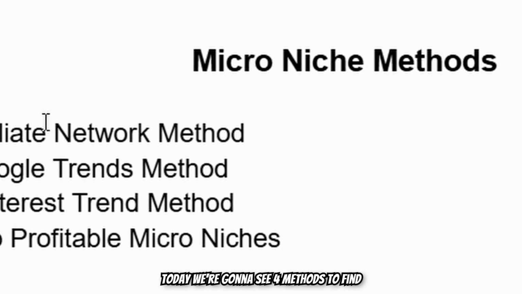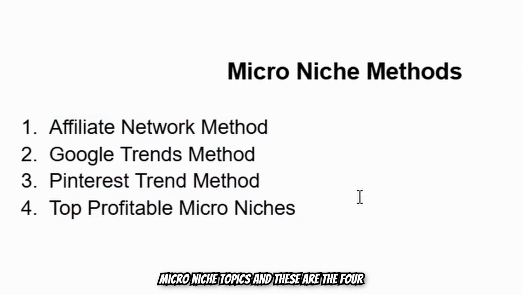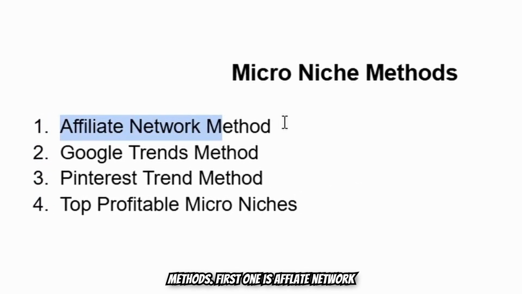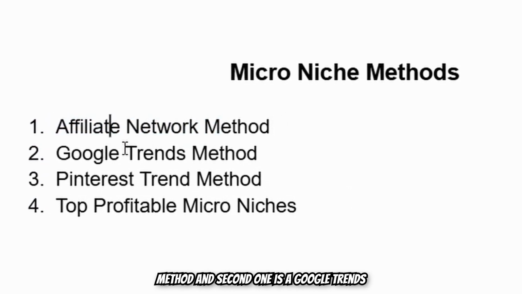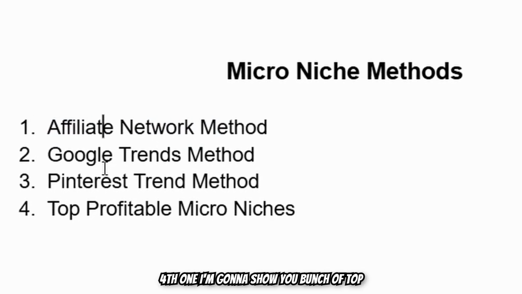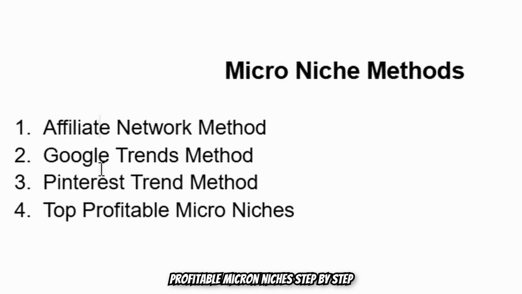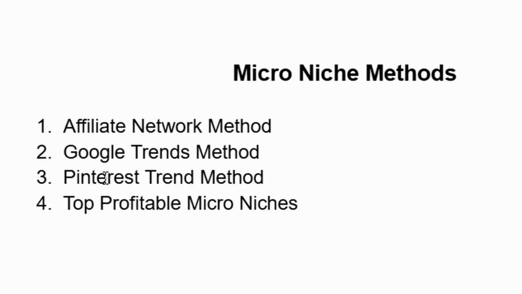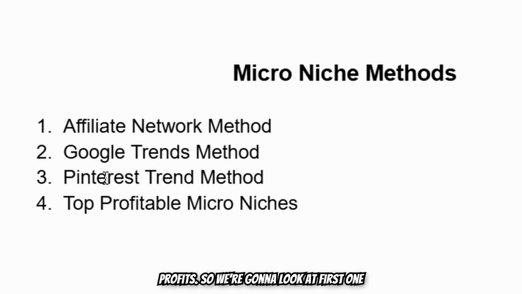Today we're gonna see 4 methods to find micro niche topics, and these are the 4 methods. First one is affiliate network method, and second one is Google Trends, and third one is Pinterest trends, and fourth one I'm gonna show you a bunch of top profitable micro niches step by step live, where you can take leverage and write blogs and make profits.